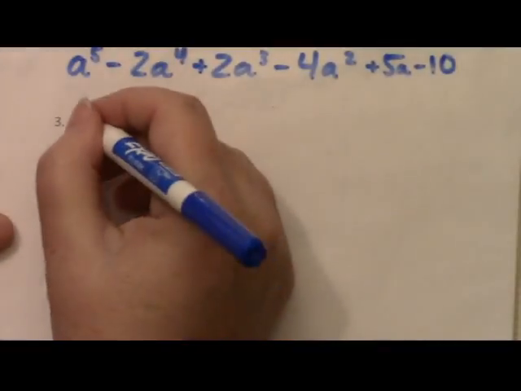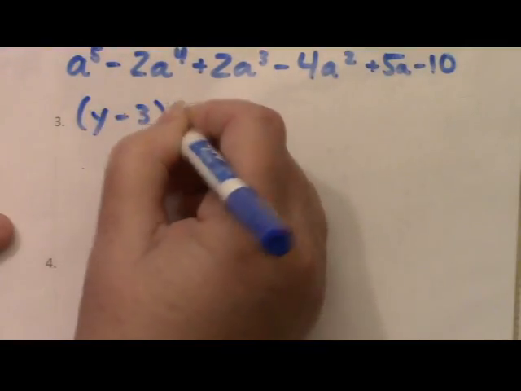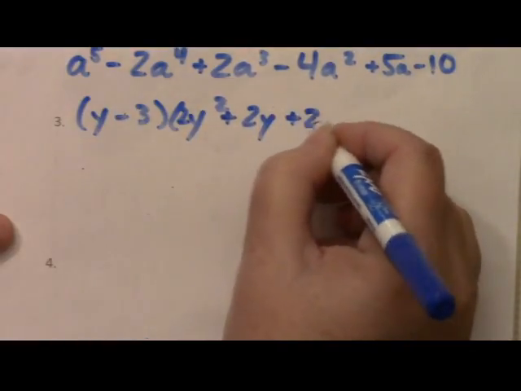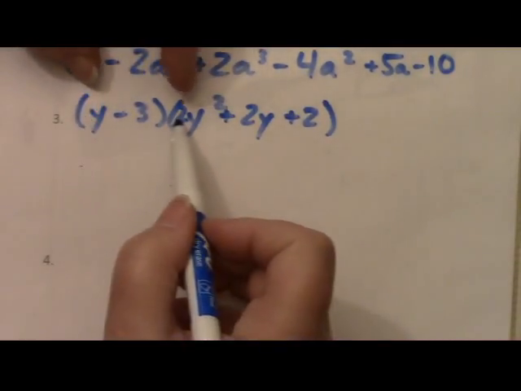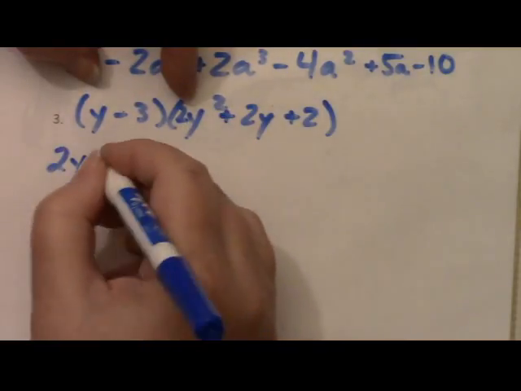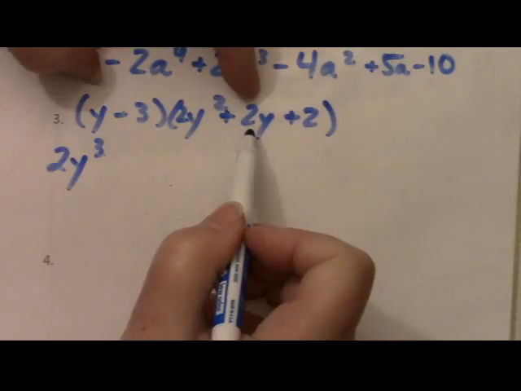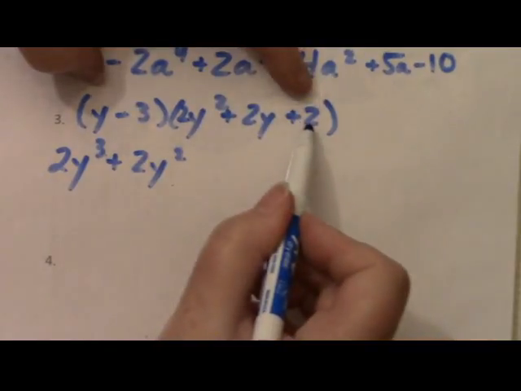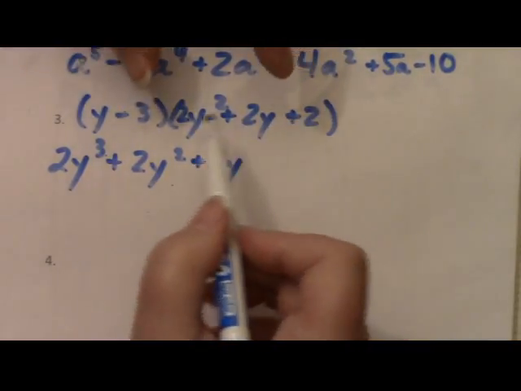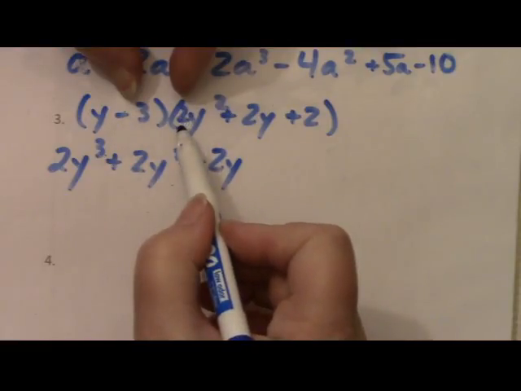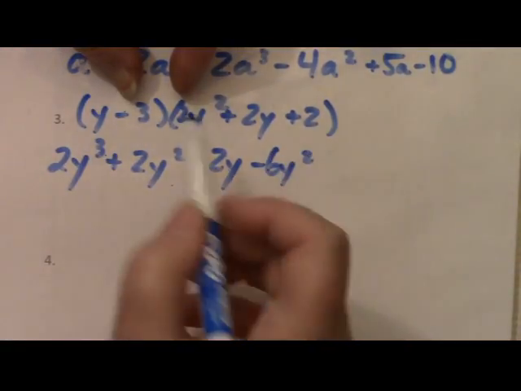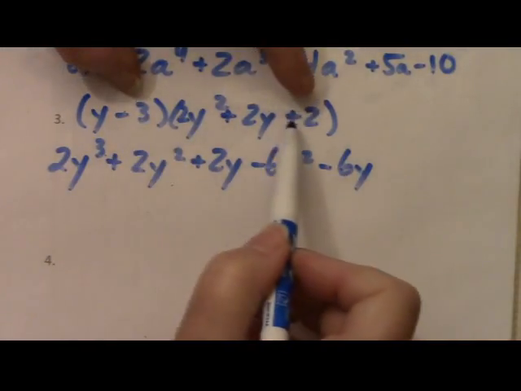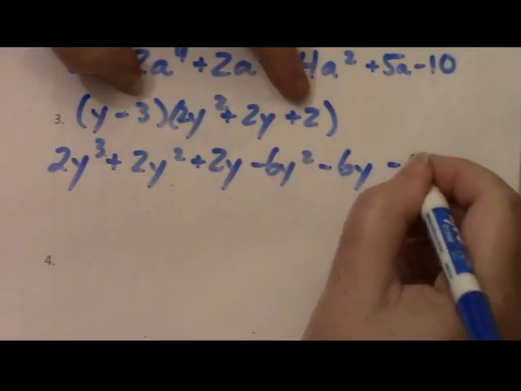All right, let's try another one. Let's do y minus 3 times 2y squared plus 2y plus 2. All right, first term, y times 2y squared gives me 2y cubed. Y times my next term gives me a positive 2y squared. Y times my last term gives me a positive 2y. Same thing with my negative 3. Negative 3 times 2y squared, negative 6y squared. Negative 3 times a positive 2y, negative 6y. Negative 3 times positive 2 gives me a negative 6.